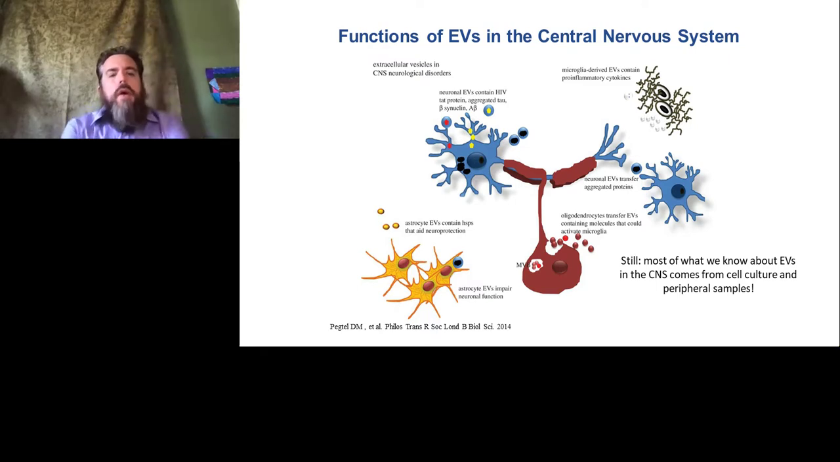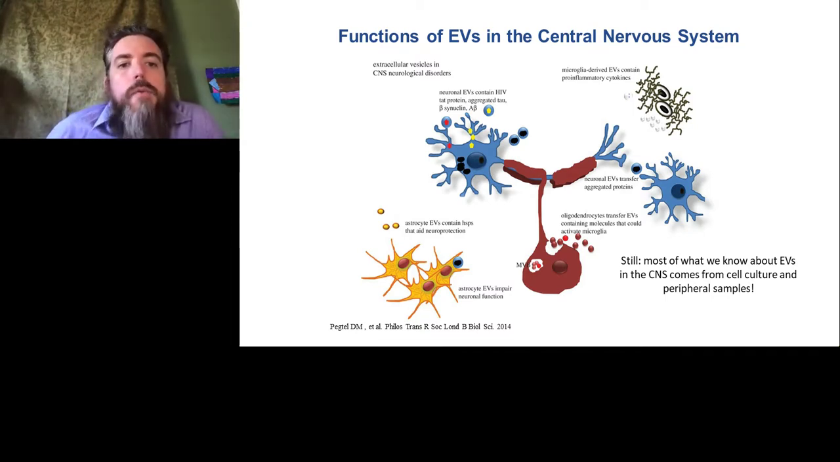So I want to note, though, that most of what we know about extracellular vesicles in the central nervous system comes from studies of cell culture. So perhaps we're co-culturing different cells from the central nervous system. Or it comes from samples that we've obtained from patients, such as blood plasma.